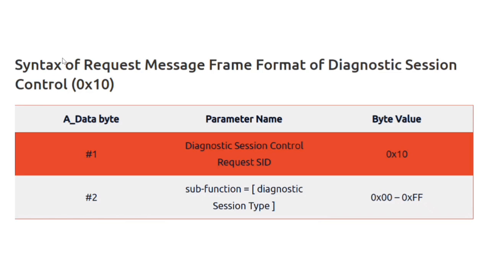So we will see the basic CAN frame format of this diagnostic session control. The first byte will have the diagnostic session control ID, SID hexadecimal 10, and the subfunction will have the diagnostic session type. It is from 00 to FF hexadecimal.